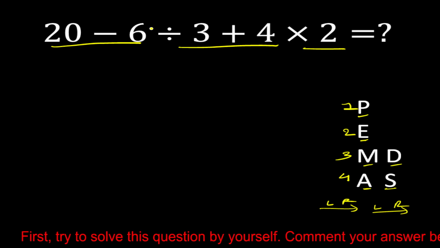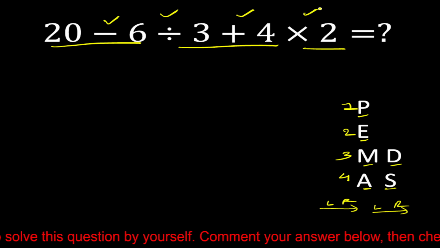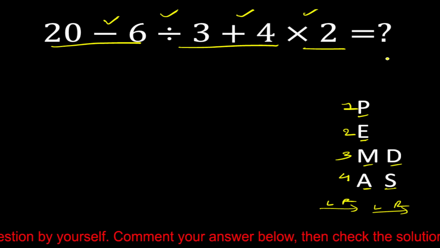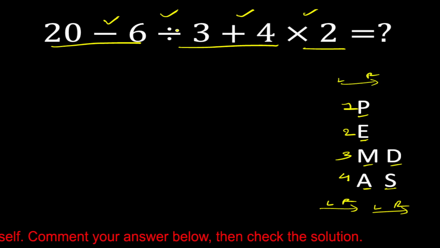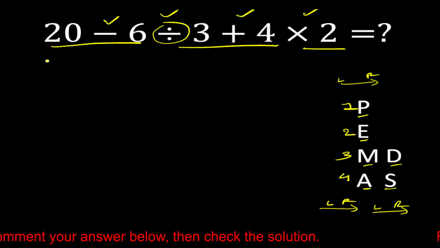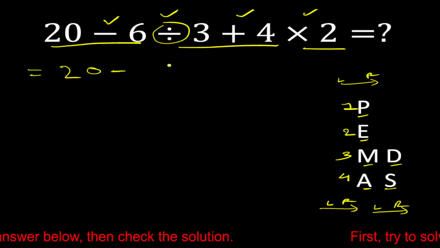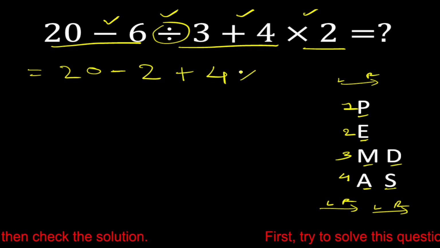Okay. So in this question we have one subtraction, one division, one addition, and one multiplication. So first we have to solve multiplication and division, and both have equal priority, so we have to solve it from left to right. Okay. So first we have to solve this division. Is equal to 20 minus, now solve this division, 6 divided by 3 is equal to 2 plus 4 multiply 2.